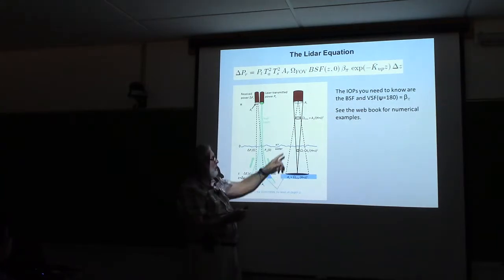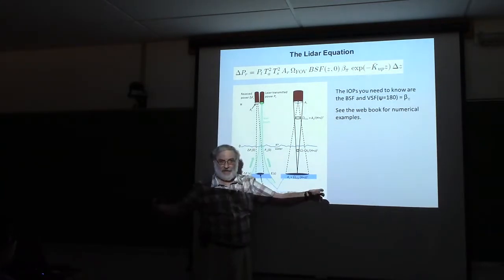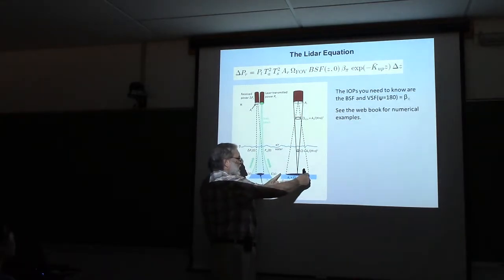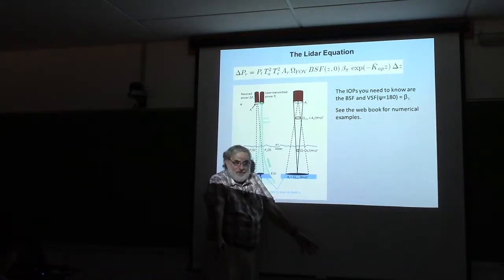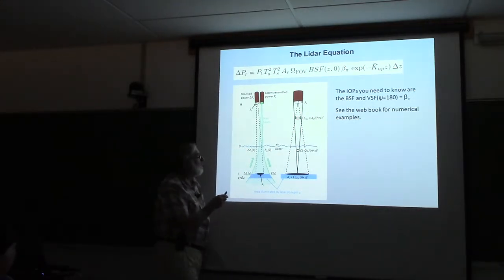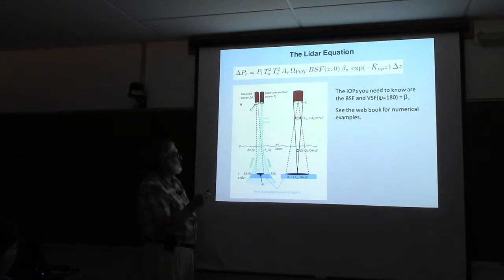So just for plausibility, if I have a bigger telescope, I'm going to get back a bigger signal. If I have a bigger solid angle, I'm going to be seeing more down here. It's going to reflect more, and I'll get back a bigger signal. Okay, so that's where that comes from.